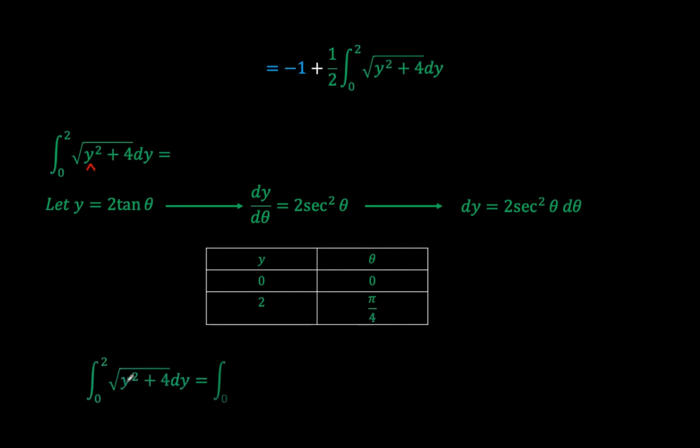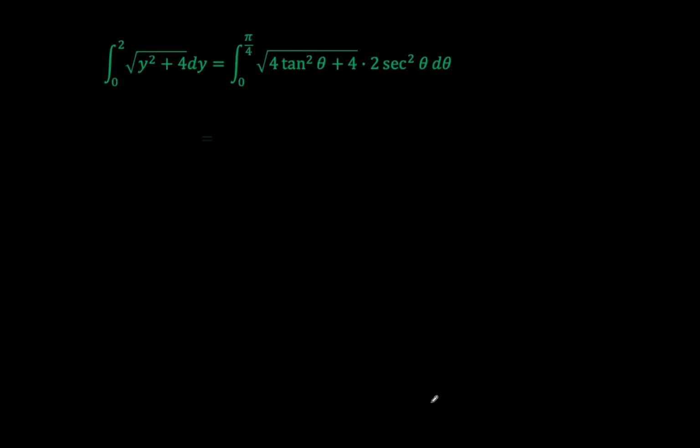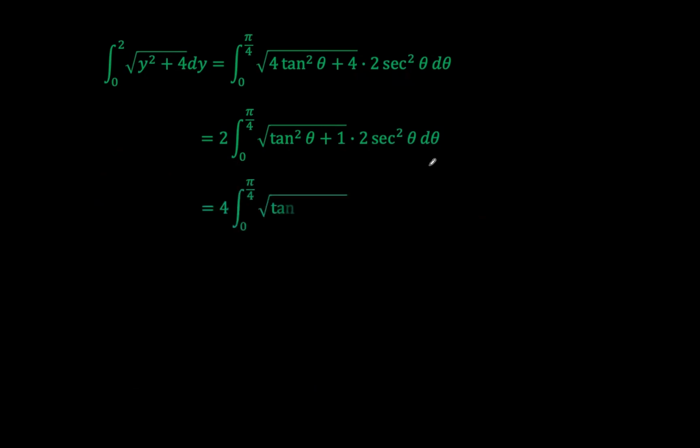So we have the integral from 0 to 2 of the square root of y squared plus 4. That is the same as the integral from theta equals 0 to pi over 4 of the square root of 4 tan squared theta plus 4, times, in place of dy, 2 sec squared theta d theta, right? And so pulling out the 4, the square root becomes 2. And so in brackets, under the square root sign, we have tan squared theta plus 1. And then we have 2 sec squared theta d theta as a substitution for dy.